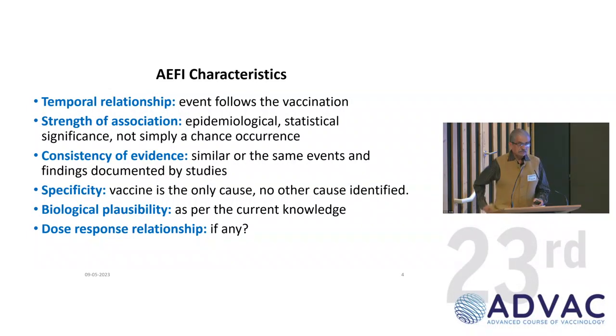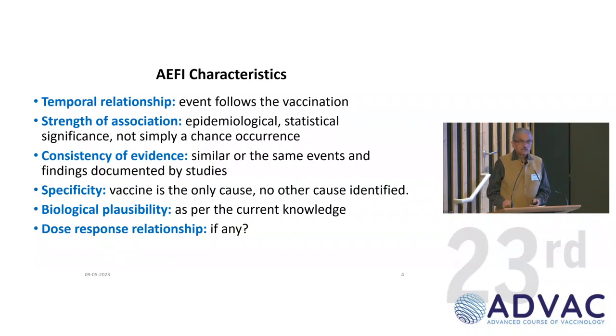Now, AFI, when we talk about AFI, first our prerequisite is that there is a temporal relationship. Event follows the vaccination. The second is that initial evidences come, and you must have heard about signal detection, and that is that there is an epidemiological and a statistical association, and you rule out that it is not a simple chance occurrence. Then at several places within the same region, country, or in different parts, if you see the similar consistency of association, then you start going into greater depth and try to look for this specificity and also the biological plausibility.